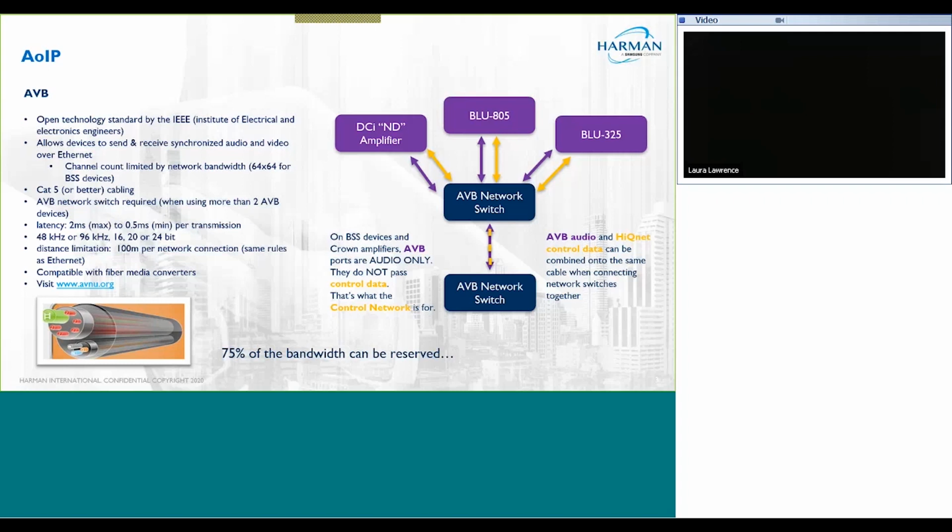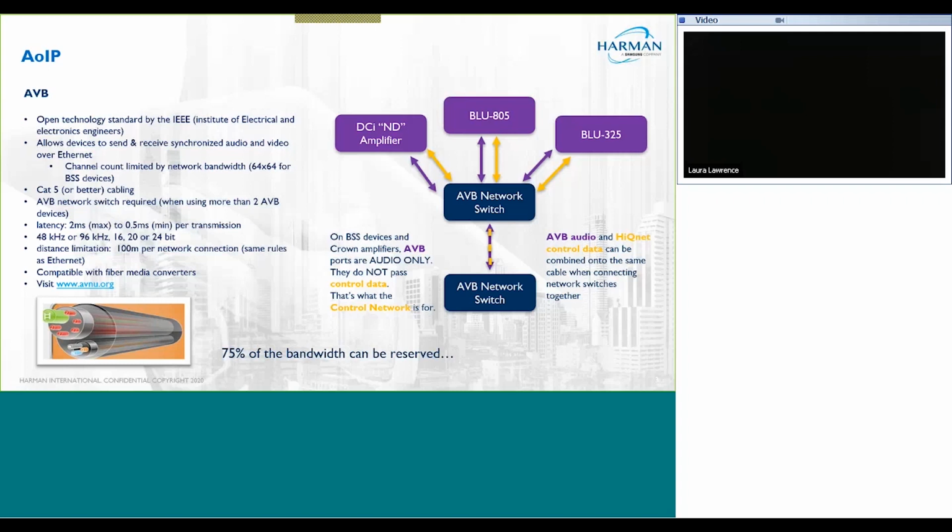So basically, at the bottom here, we're talking about the bandwidth utilization, and we only use 25% of the bandwidth for ABB, and the rest of it is reserved for everything else. Okay, so that's audio-video bridging.